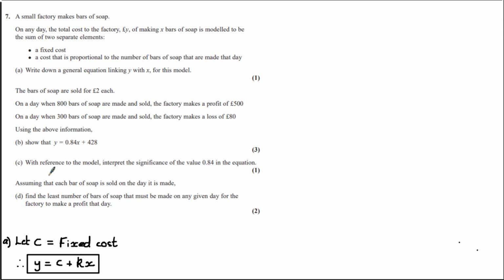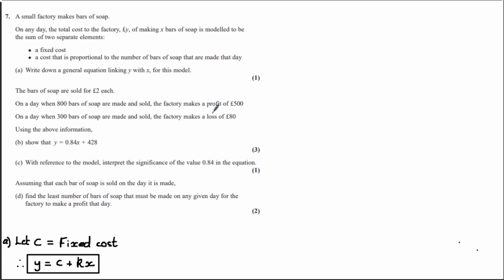Now, comparing this with what we've been asked to show, you should be able to see that they're asking us to find a value for c and a value for k. And this is now possible given what we've just been told in this part. Just as a side note, in exams, when you're given two sentences with facts and values and you're trying to find an unknown, you should already be thinking about simultaneous equations.